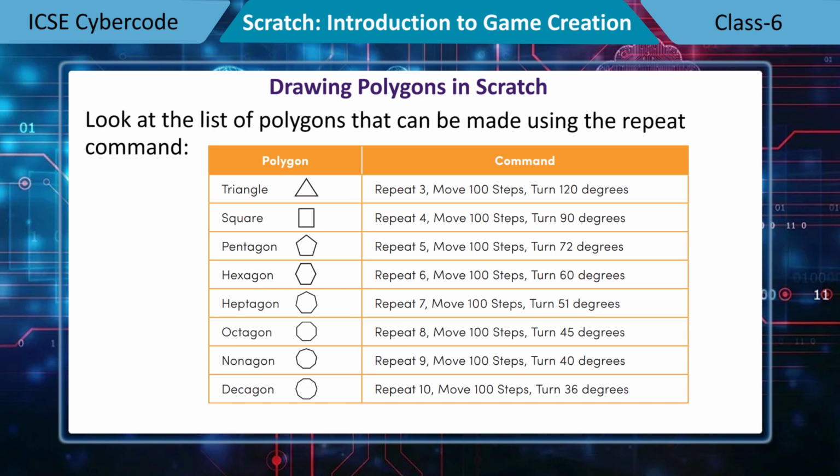Heptagon. Repeat 7, move 100 steps, turn 51 degrees. Octagon. Repeat 8, move 100 steps, turn 45 degrees. Nonagon. Repeat 9, move 100 steps, turn 40 degrees. Decagon. Repeat 10, move 100 steps, turn 36 degrees.